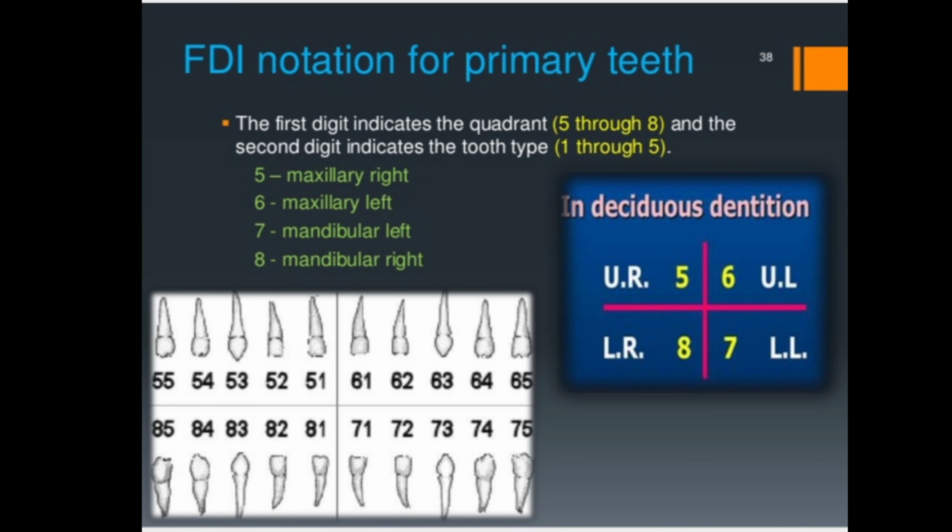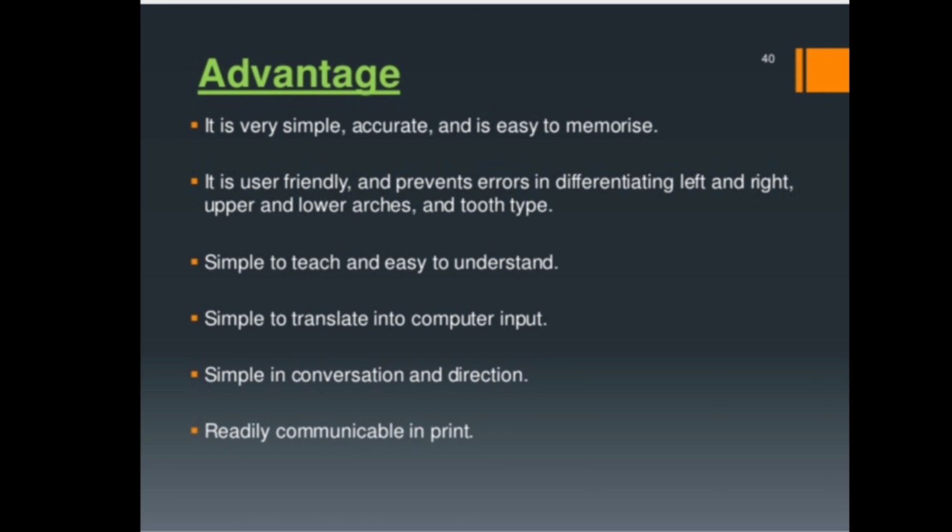Now talking about the advantages of the system, it is very simple, accurate and easy to memorize. It is user friendly and prevents errors in differentiating left and right, upper and lower arches and tooth type. Similarly, being easy to teach and understand is a very positive point of this tooth numbering system. It is simple to translate into computer input. It is simple in conversation and direction, and readily communicable in print.